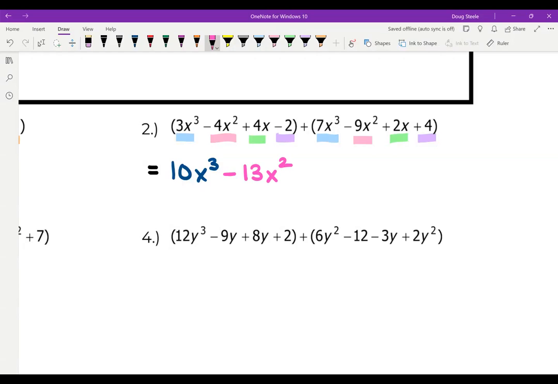I have a positive 4x plus a positive 2x. So that gives me a positive 6x. And then I have a negative 2 plus a positive 4, which gives us positive 2. Okay.